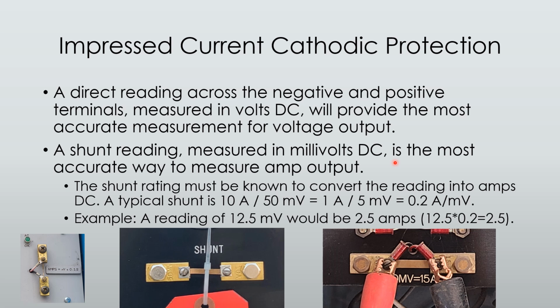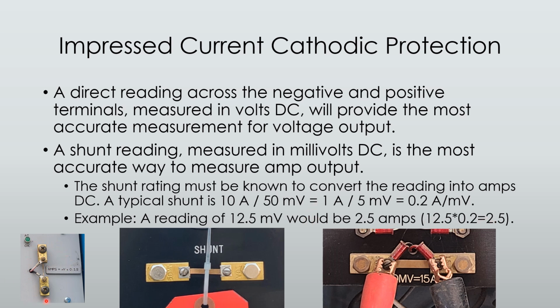The shunt rating must be known to convert the readings into amps DC. A typical shunt is 10 amps 50 millivolts, which if you simplify it is 1 amp per 5 millivolts, and simplifying again gives us a conversion factor of 0.2 amps per millivolt. I'm just doing 1 divided by 5. That's how we get that number. So as an example, if we have a reading of 12.5 millivolts on this shunt, our amperage would be 2.5 amps. There's the math.